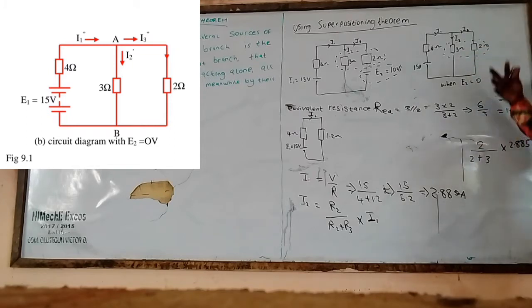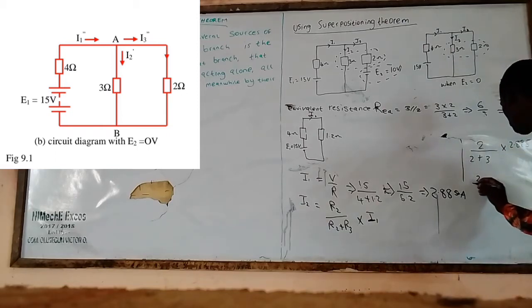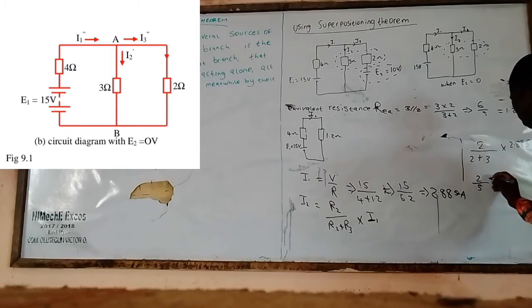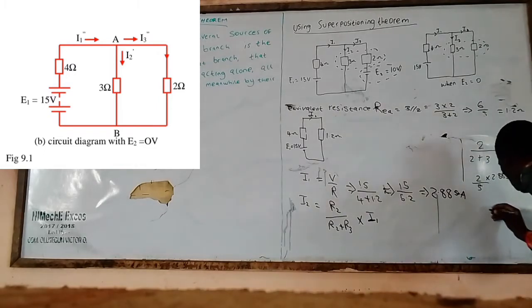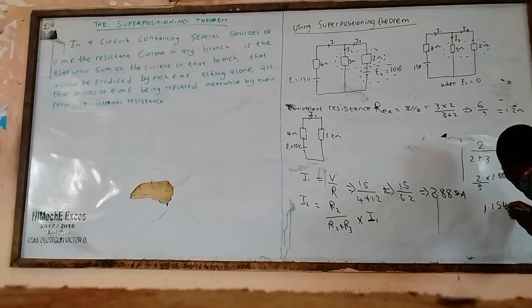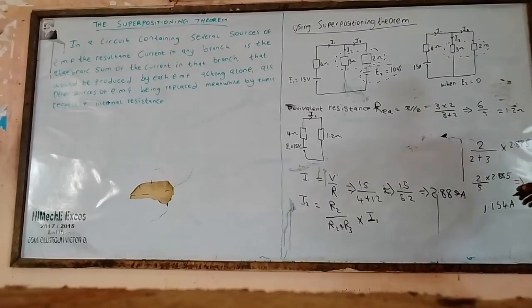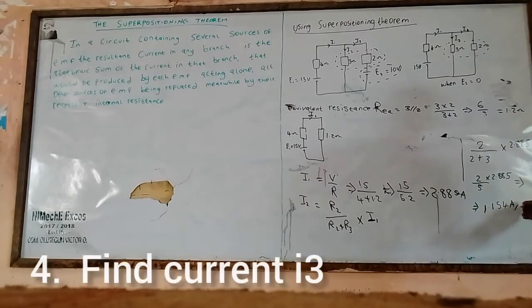The same thing we're going to do to get our I3. Our I3 will be 3 divided by the sum of both, times the current I1. Okay, so 2 divided by 2 plus 3 is 5, times 2.885. Our final answer will give us 2 times 2.885, divided by 5. So the answer will be 0.154 ampere. That will be our final answer for I2.